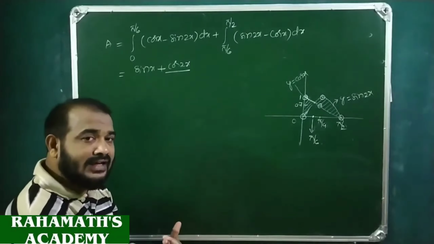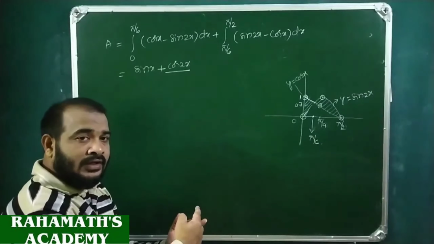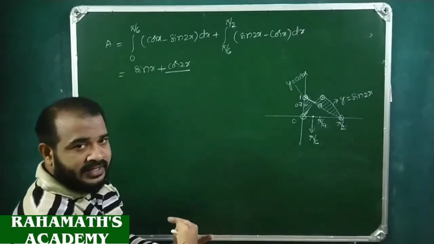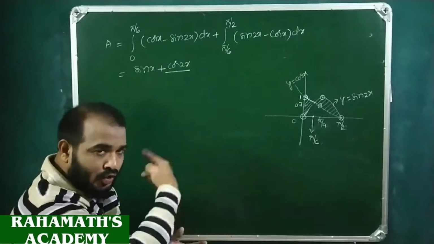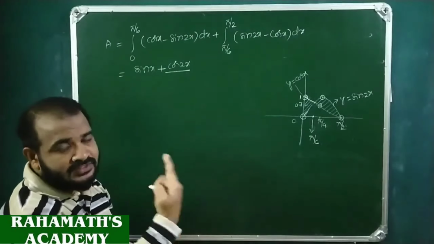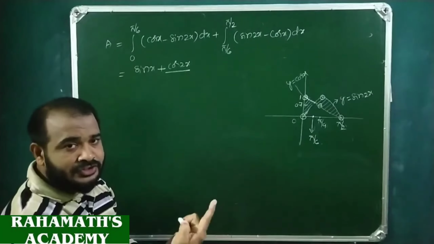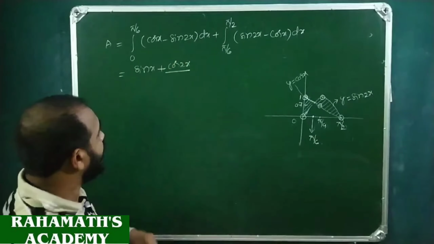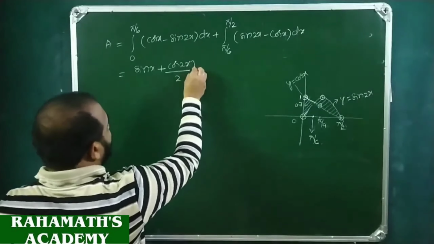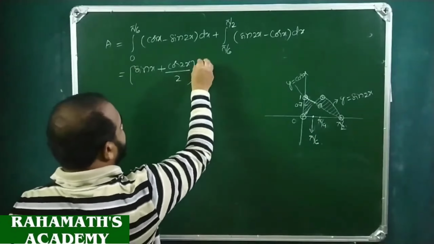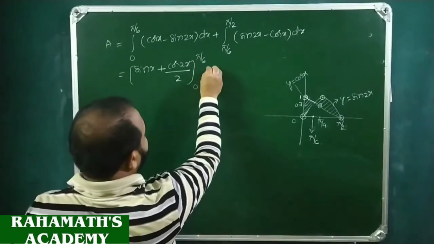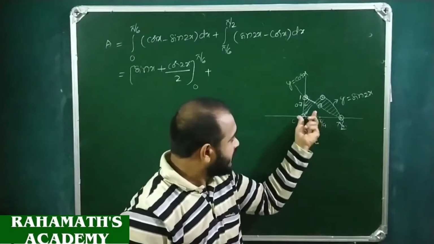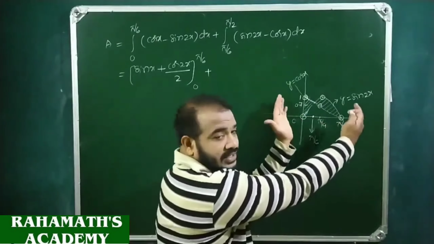Why? Because this is an integration. So the opposite process of differentiation is nothing but integration. If multiplication is in differentiation, then its opposite process is division. So into d by dx of 2x, which is 2, it becomes divided by 2. Since the process of integration is over, 0 to pi by 6 is to be written here, plus, because I want the total area of the region. So from this to this plus this to this, the total area.